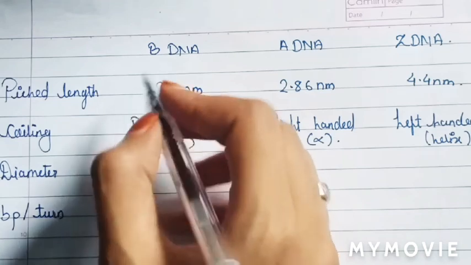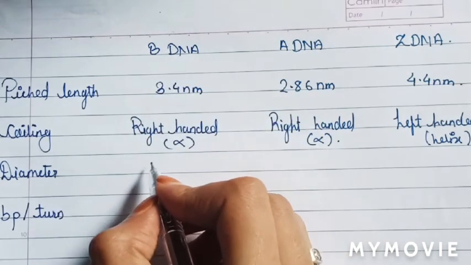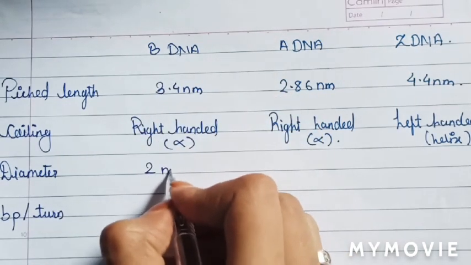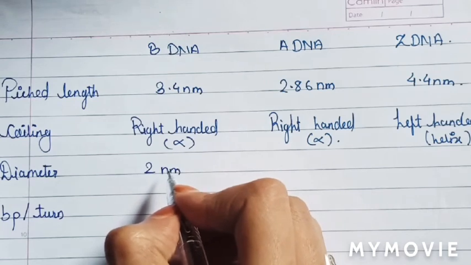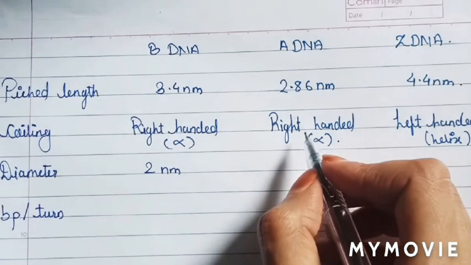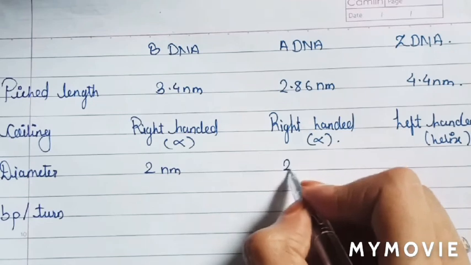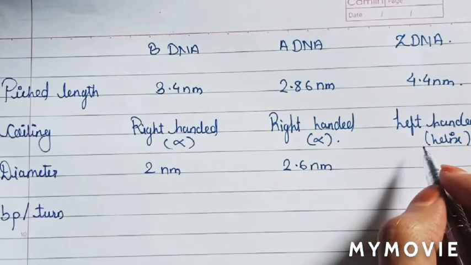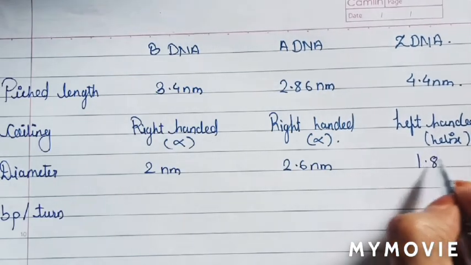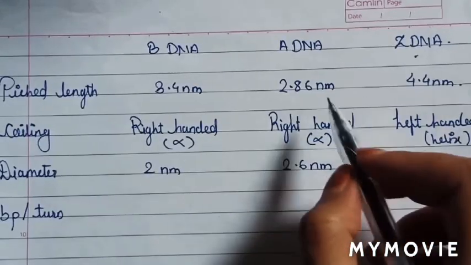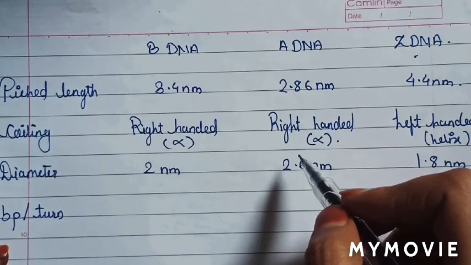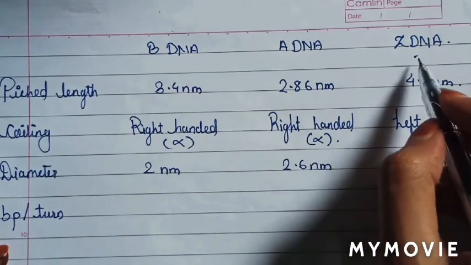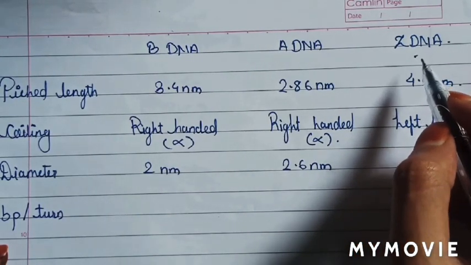If we talk about B-DNA, the diameter of B-DNA is 2 nanometer, meaning 20 angstrom. For A-DNA, it is 2.6 nanometer. And for Z-DNA, it is 1.8 nanometer. This A-DNA is broad and short, whereas Z-DNA is long and thin.